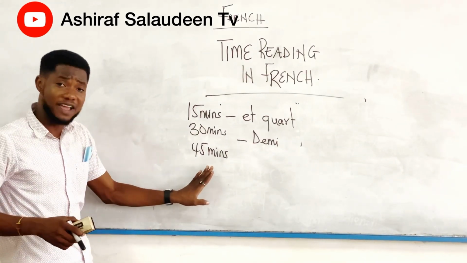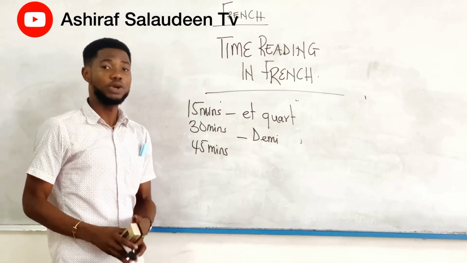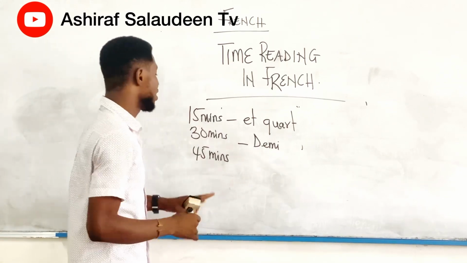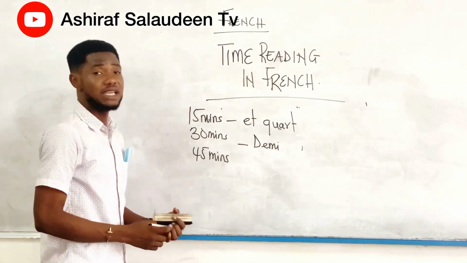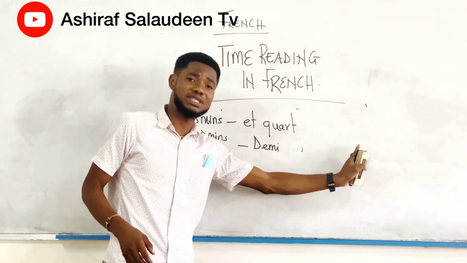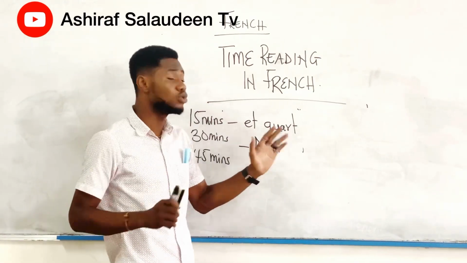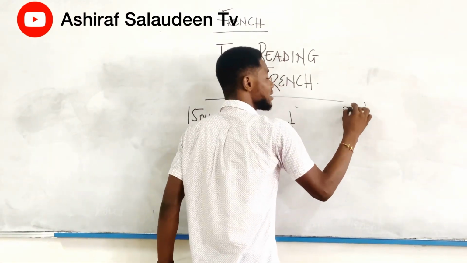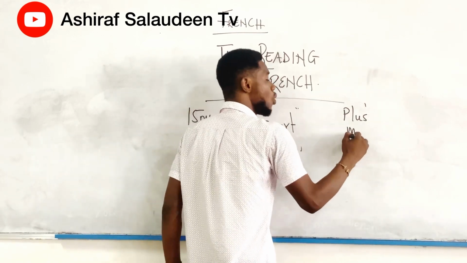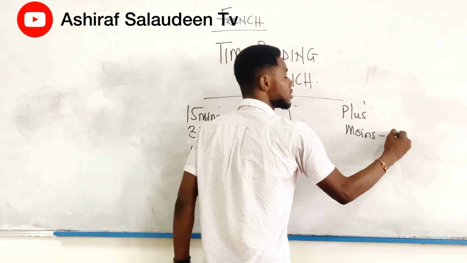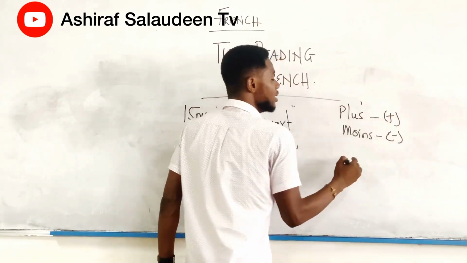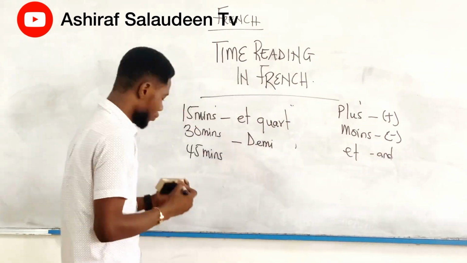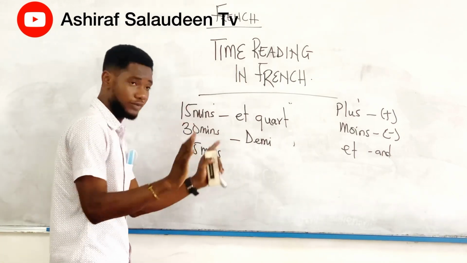Now in 45 minutes, there are two ways we can tell you, which I didn't state earlier, but if you are still watching this, there are two ways this can be said. Already in the previous statement, I did state the terms that are used in general, and I did tell us that there is plus, which is plus, there is moins. Moins is minus, plus is plus, et in French is and. Et means and, okay?